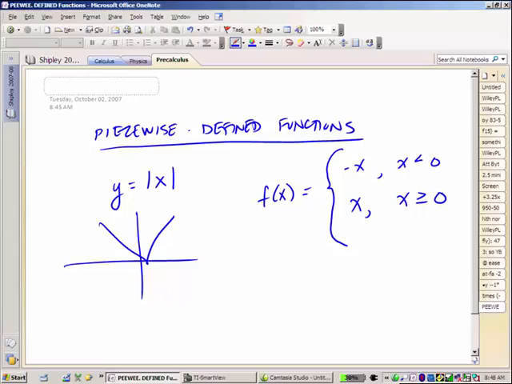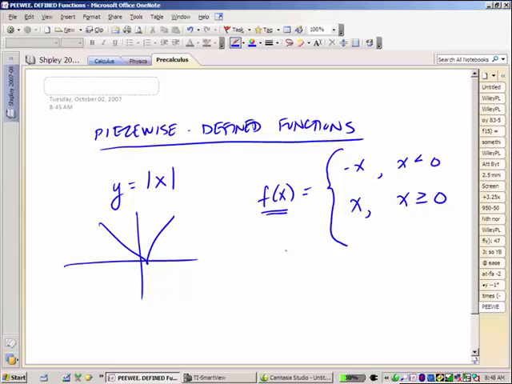Not so much a matrix. A matrix is going to be an array of numbers with the straight brackets, and it's a way of organizing several values. Here I'm trying to actually define a function with two different rules. And you can have as many rules as you want, but this function has two rules.